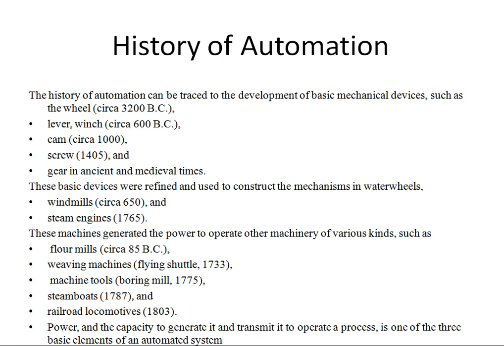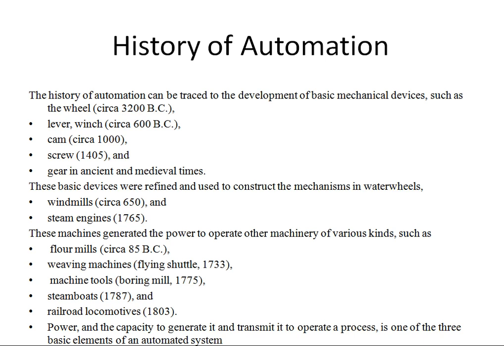So coming to the history of automation, at each stage, what technology has come? It has come stage by stage. Here it is lever and wrench, cam, screw, gear in ancient and medieval times. So like this, at one era this was implemented in the history of automation. Further it was refined to construct mechanisms like water wheels, windmills, steam engines, from 650 to 1765. Further these machines were modified for particular uses like flour mills, sewing machines, machine tools, steamboats, railroad locomotives.